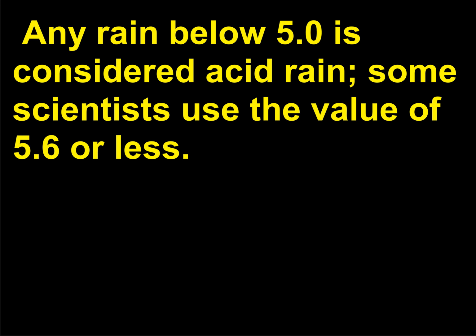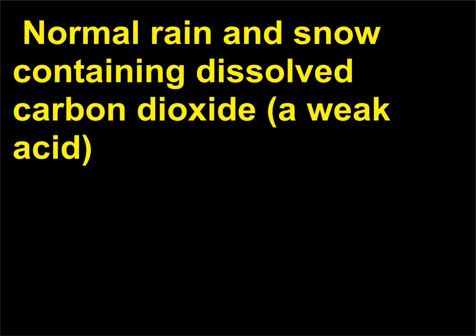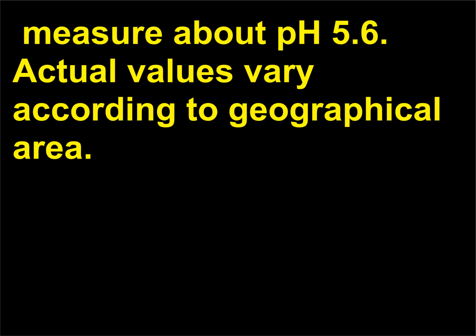Any rain below 5.0 is considered acid rain. Some scientists use the value of 5.6 or less. Normal rain and snow, containing dissolved carbon dioxide, a weak acid, measure about pH 5.6. Actual values vary according to geographical area.